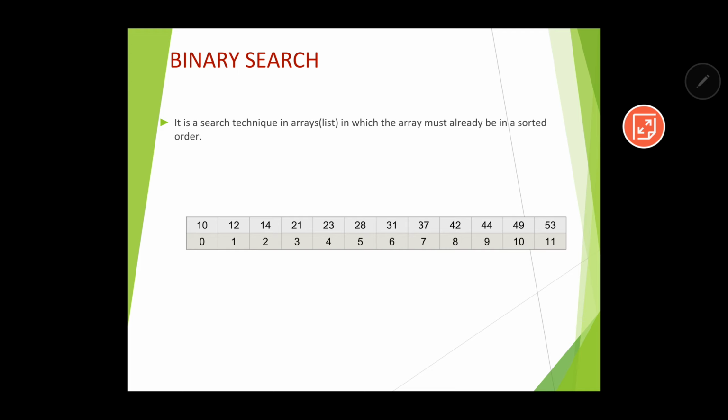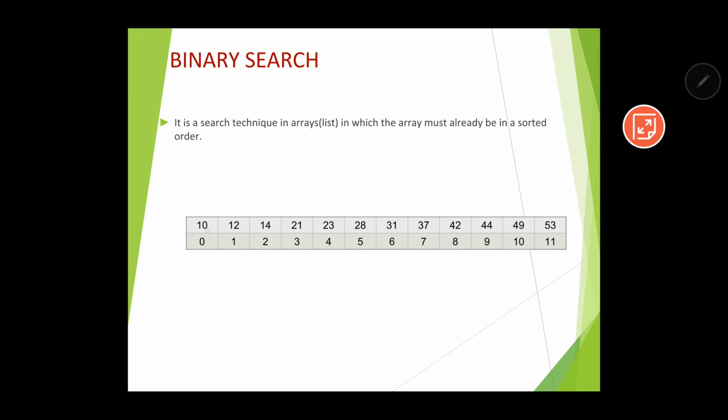Which means if a list needs to be called an array, then all the elements of the list must be of the same data type. If they are integers, all the elements should be integers. If they are floats, then all the elements should be floating point numbers only. So the main condition for binary search is that whatever list or array we are taking, it must already be in a sorted order. Sorted order means it must be either in ascending order or in descending order. Here we'll basically be concerned with ascending order. For descending order it is basically the same; you just have to make a little change in the code.